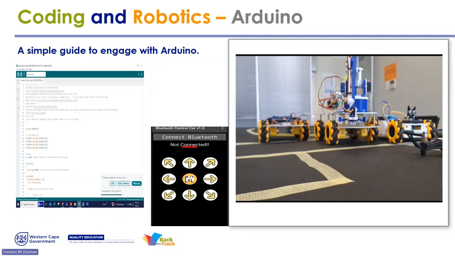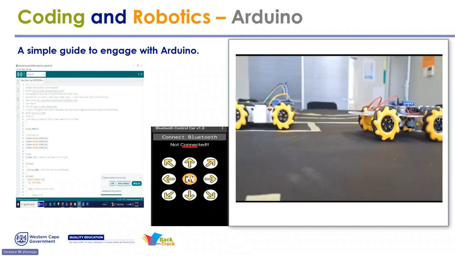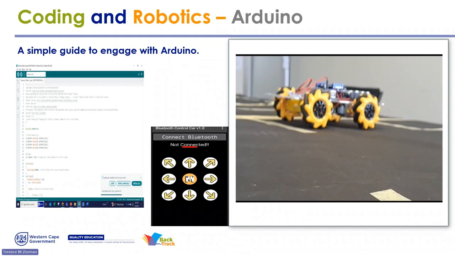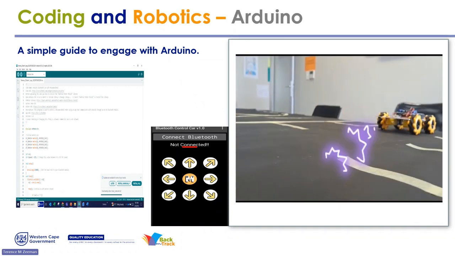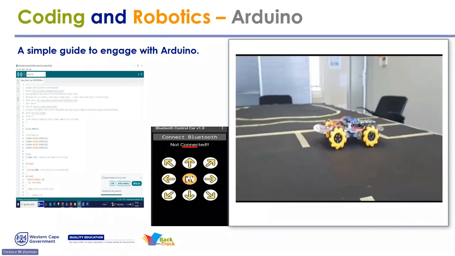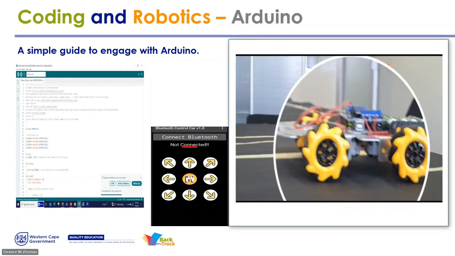You see, the cars all look the same, but they're using different apps and different firmware. By means of my phone, I'm able to create a remote, connect to the car, and manipulate the movement of the car as well as the sensors that are incorporated onto the car to illustrate coding and the robotic part thereof.